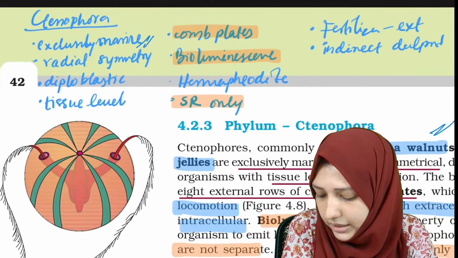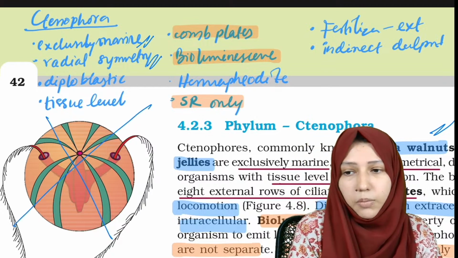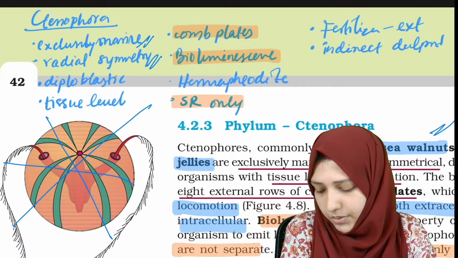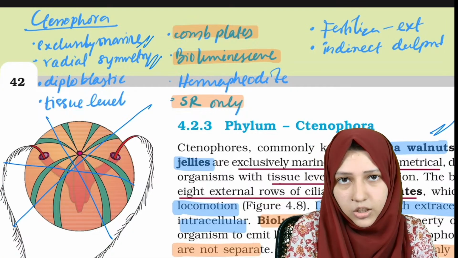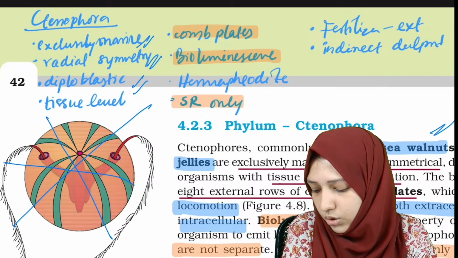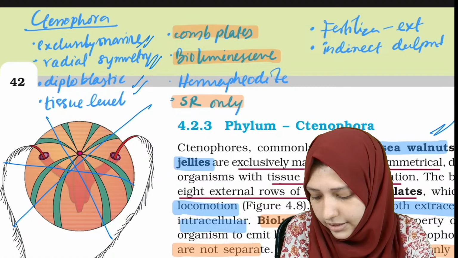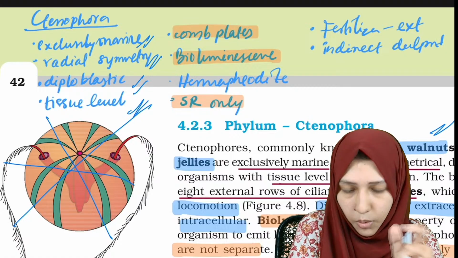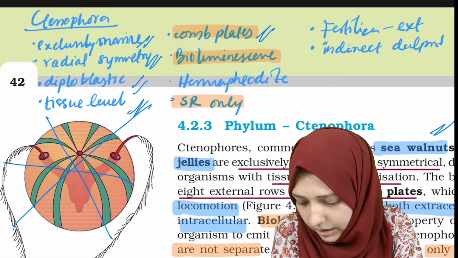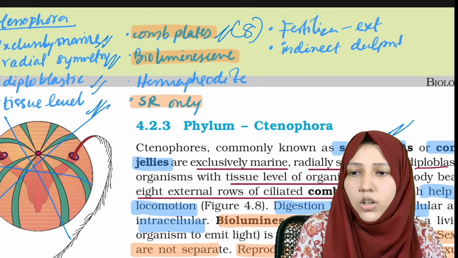Radial symmetry. Just see, in any plane they will give you equal parts. Diploblastic, so ectoderm, endoderm and mesoglea. And tissue level of organization. Clear? And comb plates. What is the speciality of this phylum? They are having comb plates. How many comb plates? 8 external rows of comb plates.